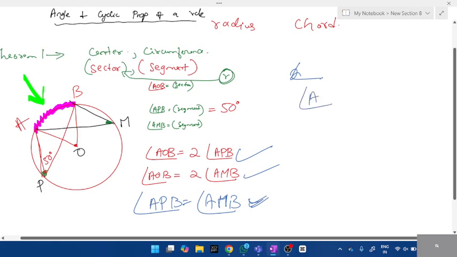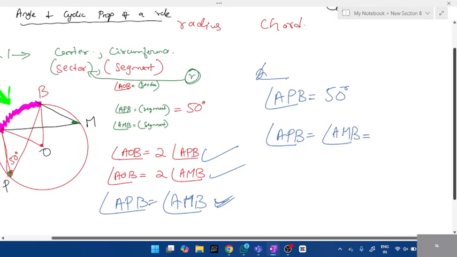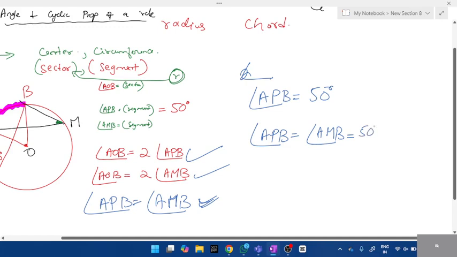What is angle APB? APB is given, APB is equals to 50 degrees. If angle APB is 50, angle APB is equals to which other angle, students? Angle APB is equals to angle AMB. Reason I'll tell you how to write. Okay, first complete. Both are 50 degrees. 50 and 50.